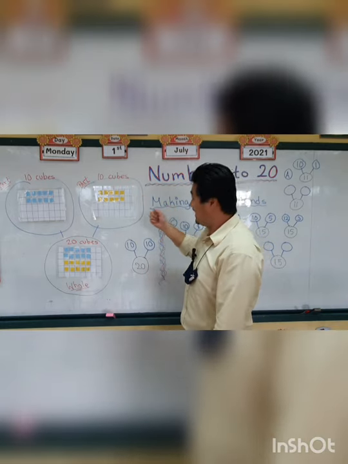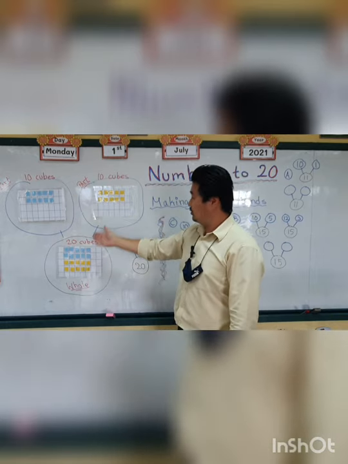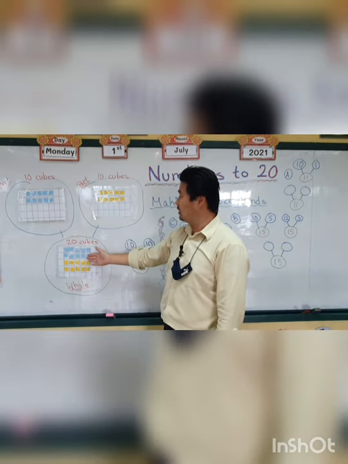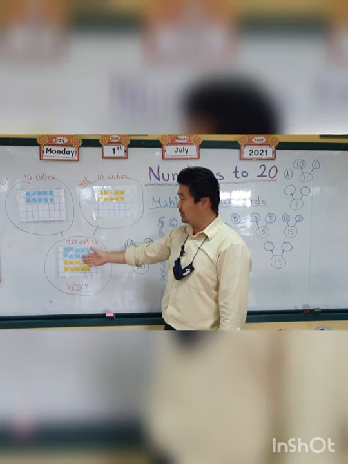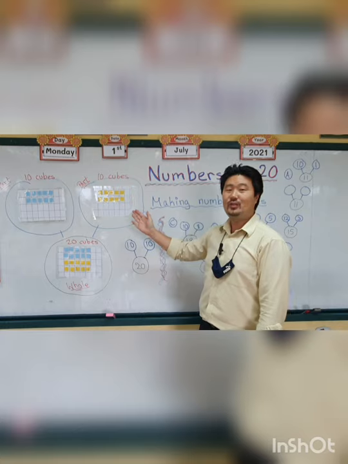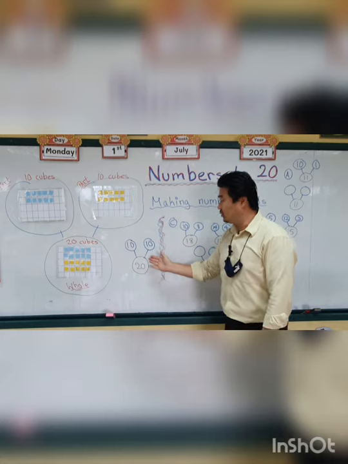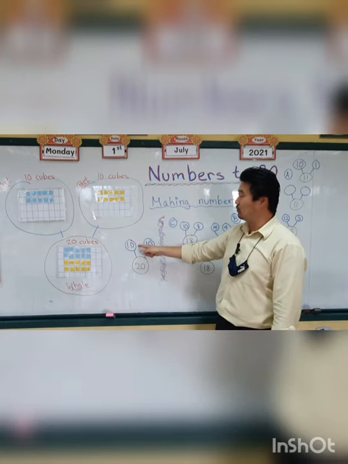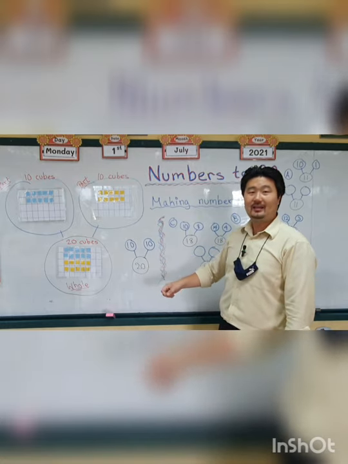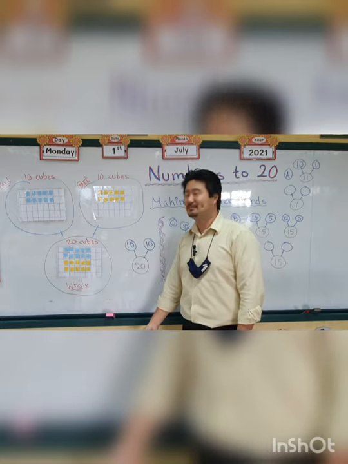Alright? And then we have the whole, which is this and this together. 20 cubes. All together, 20 cubes. The whole is 20 cubes. 10 blue cubes and 10 yellow cubes. So this is for visualization. I'm using cubes, color cubes. But if you just use numbers, you write it like this. Part 1, 10. Part 2, 10. The whole 20.